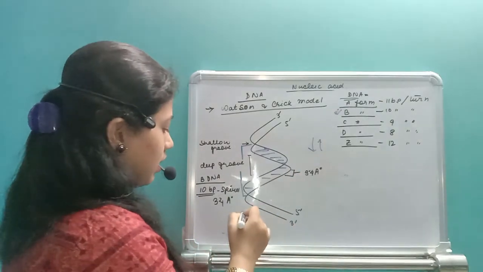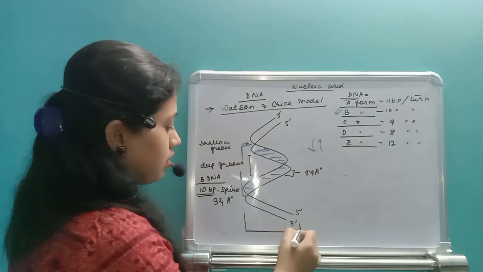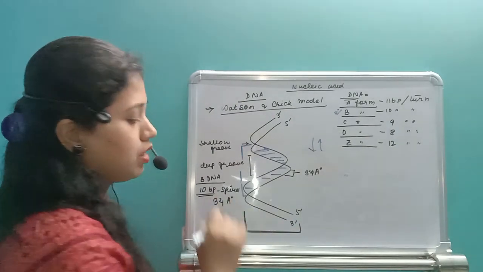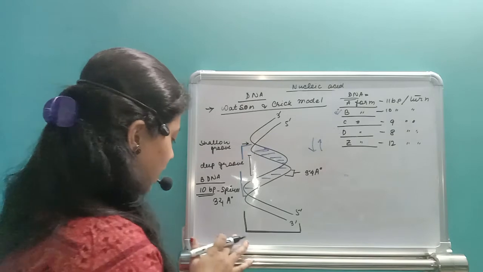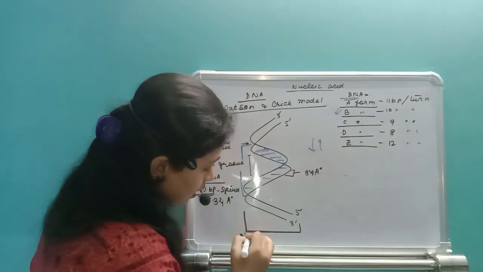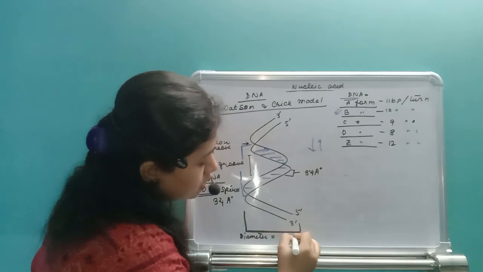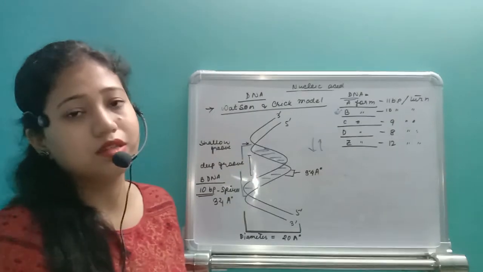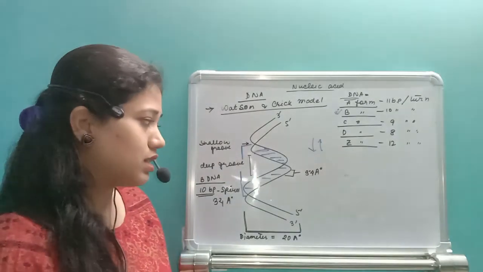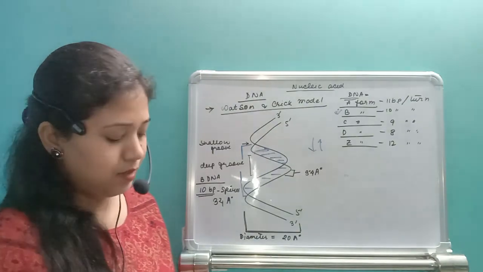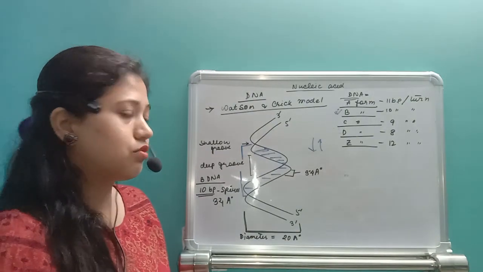The space from here to here will be called the diameter. So the diameter of DNA is around 20 angstrom according to the Watson and Crick model. So yes, this is the structure of the DNA. I hope you understand the structure of DNA.